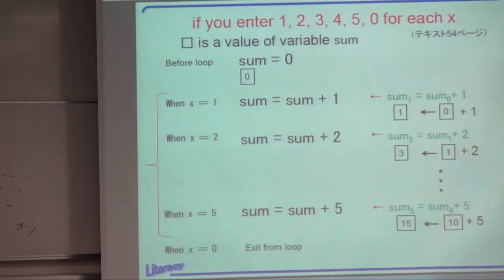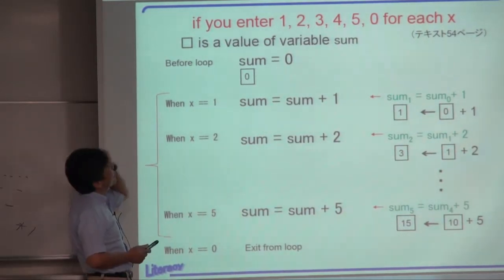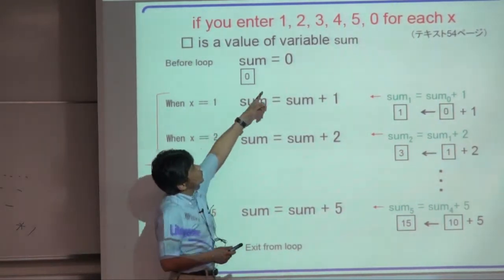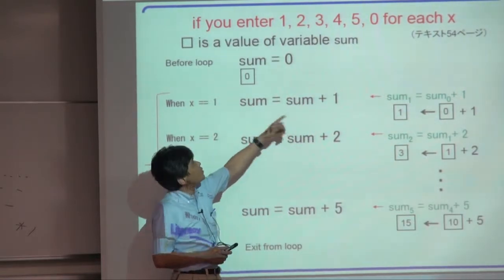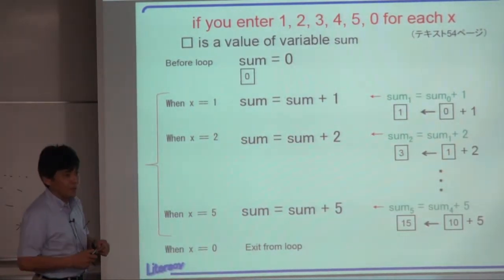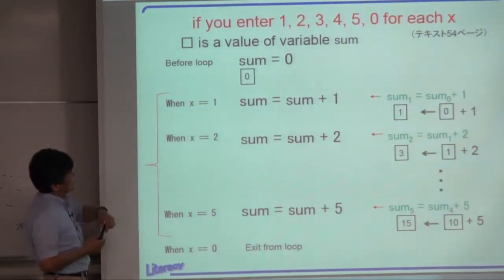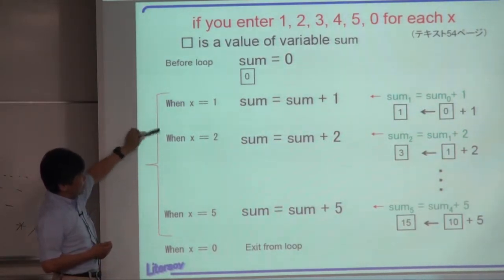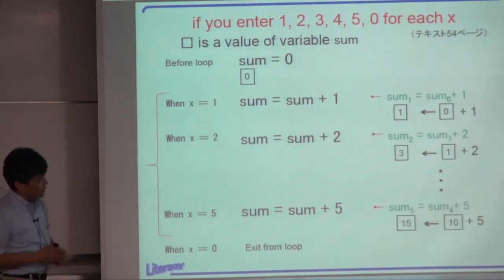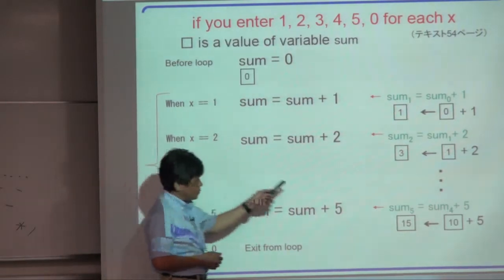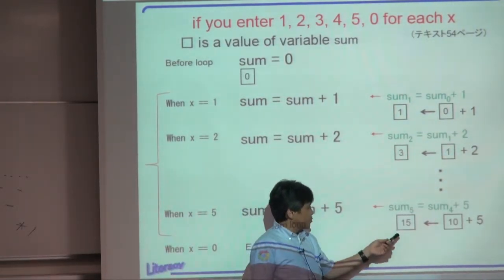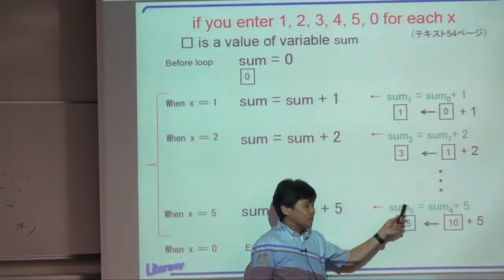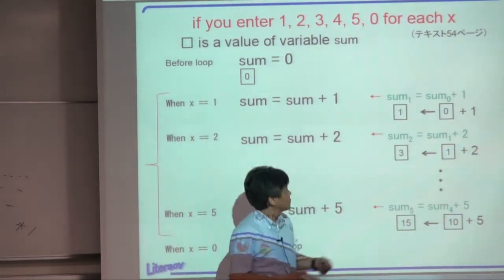And for this program, if you enter the integer numbers 1, 2, 3, 4, 5, 0 for x variables, the program will execute like this. So the total, actually the value of the sum variable, becomes 15.